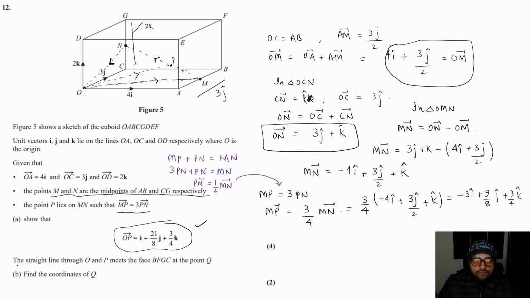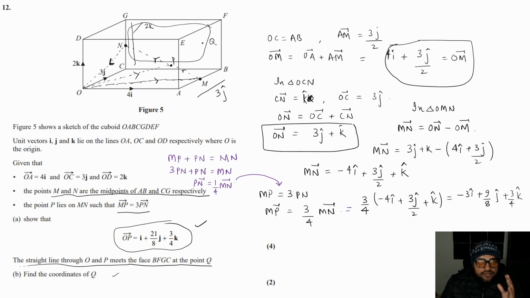Now in the next part, students, they have told us that a straight line through O and P meets the face BFGC at the point Q. Find the coordinate of Q. BFGC is the face which is here. This is the face, and a certain point Q is there.